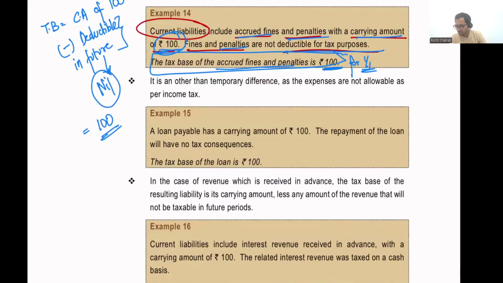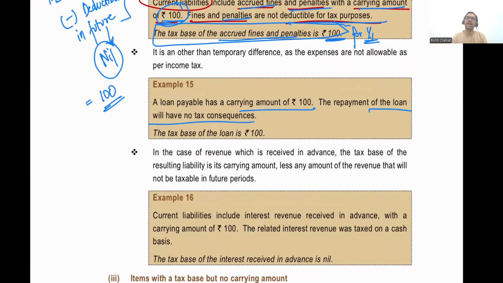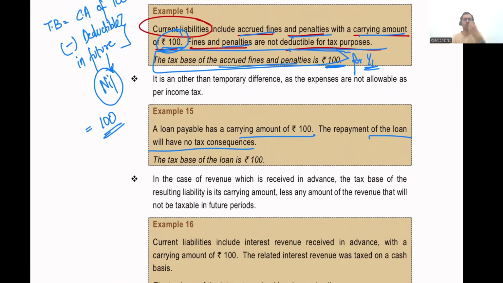Let's look at example number 15. A loan payable has a carrying amount of rupees 100. Repayment of loan will have no tax consequence. Let us say I borrowed 100 rupees from a bank. When I repay the 100 rupees to the bank, I will have no deduction because it's just the principal repayment, right?